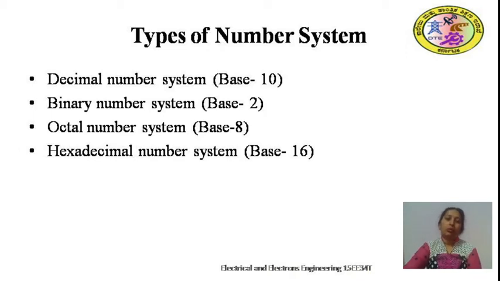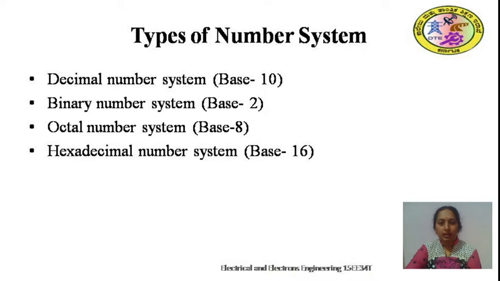Next, what are the different types of number systems? We have the decimal number system, also called the base 10 number system, which is used in day-to-day communication. It is called base 10 because we use 10 unique symbols or digits, starting from 0 up to 9. Ten unique symbols are used to represent any number, hence it is called the base 10 system.